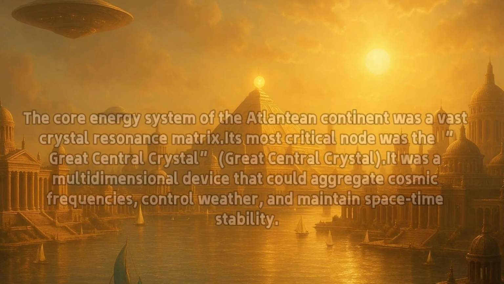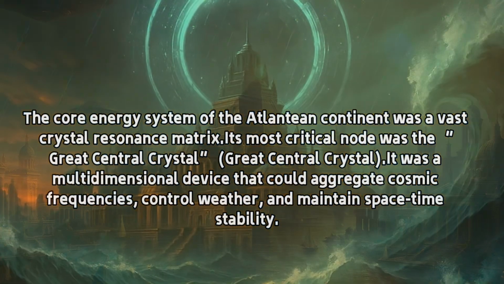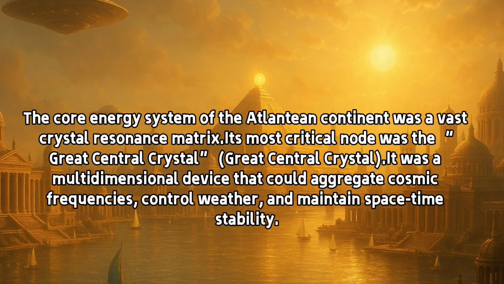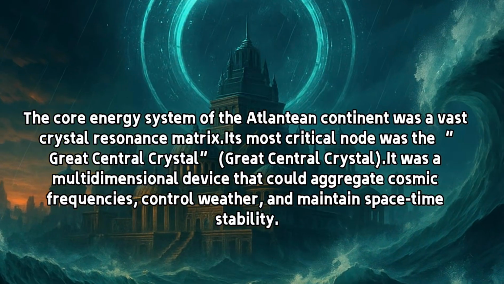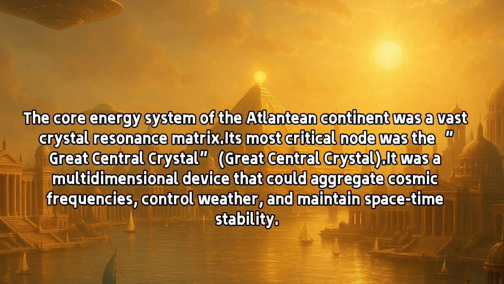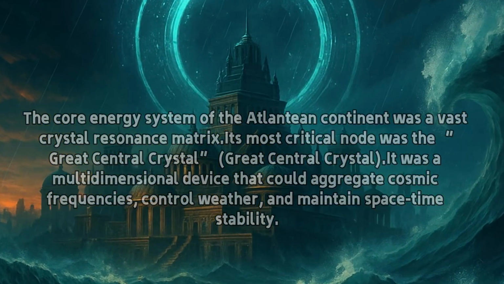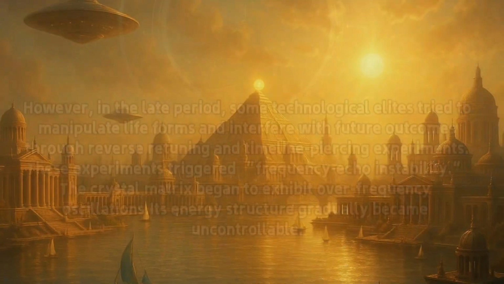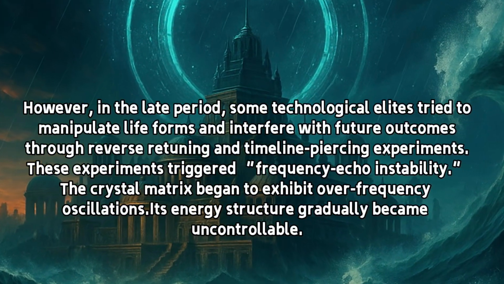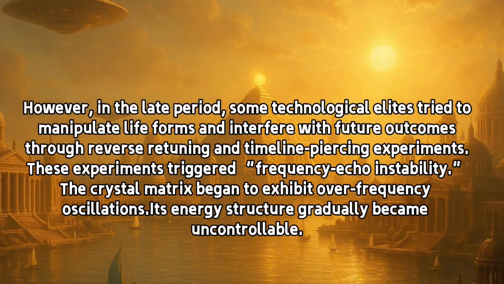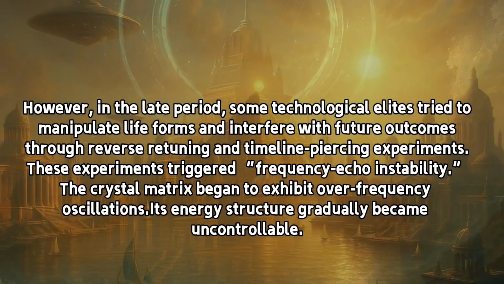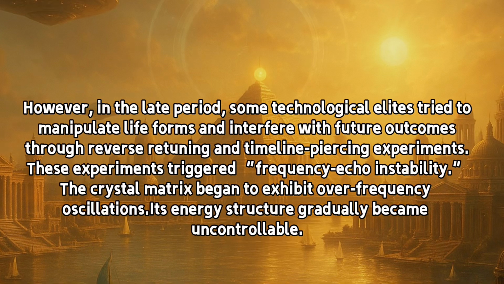The core energy system of the Atlantean continent was a vast crystal resonance matrix. Its most critical node was the Great Central Crystal. It was a multi-dimensional device that could aggregate cosmic frequencies, control weather, and maintain space-time stability. However, in the late period, some technological elites tried to manipulate life forms and interfere with future outcomes through reverse retuning and timeline-piercing experiments. These experiments triggered frequency echo instability.